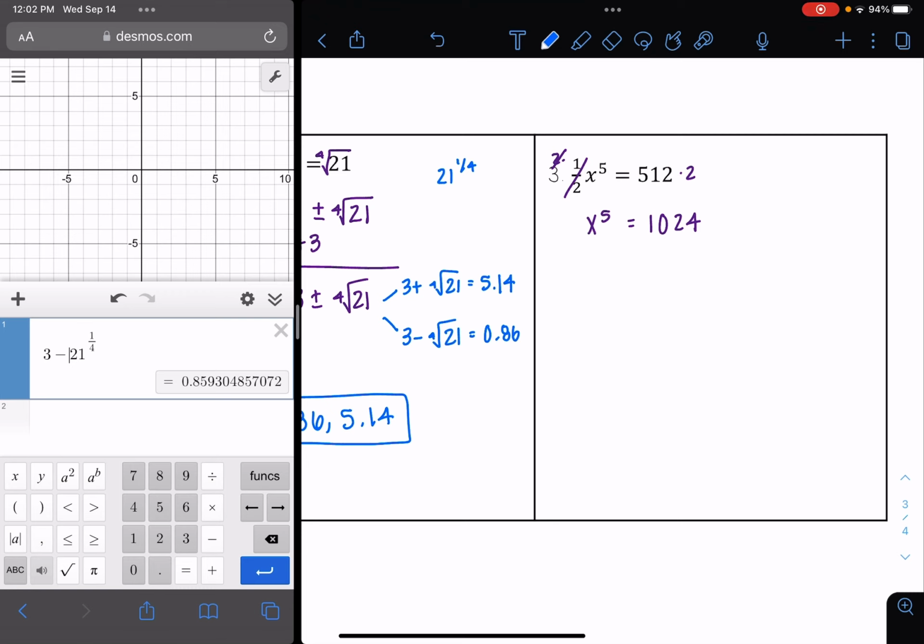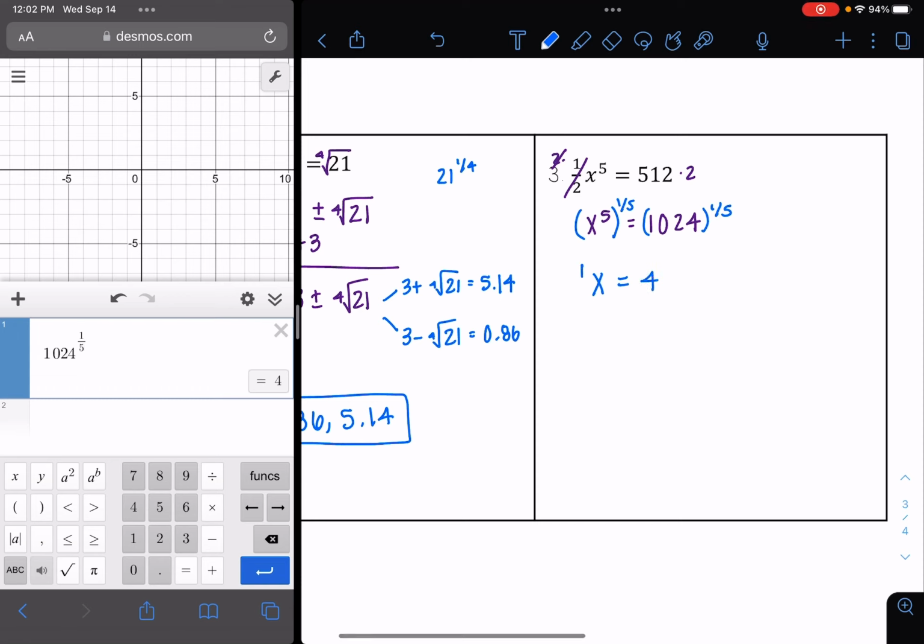Before, I was using that radical sign, but another way you can think about it is that I'm raising each side to the 1/5 power. Here, 5 times 1/5 gets me 1. x to the first is just x. I end up with x is equal to, again I type that in, 1024 raised to the 1 divided by 5. And I get my answer of 4.